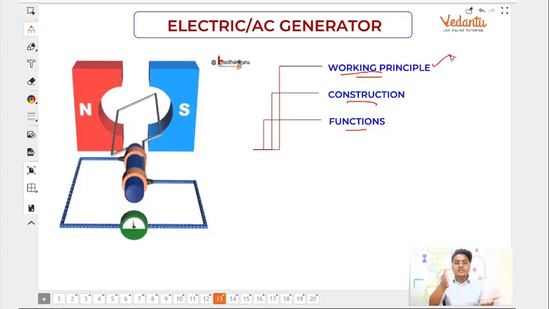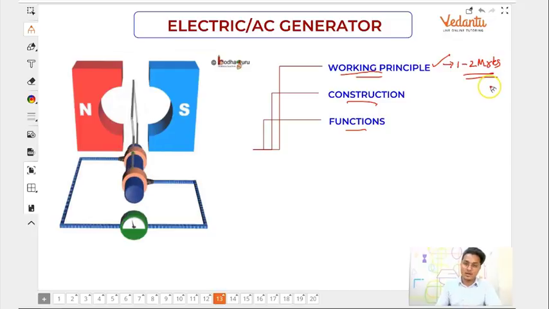The exact opposite happens in the case of a generator. The exact opposite. So what will the opposite be? The opposite is nothing but that the AC generator converts mechanical energy into electrical energy. Same opposite. That's it. That is the working principle. An AC generator converts mechanical energy into electrical energy. That is the working principle in front of you, coming right for 1 to 2 marks, depending upon how easy a paper CBSE is putting up. Okay? I hope all of you understood that.